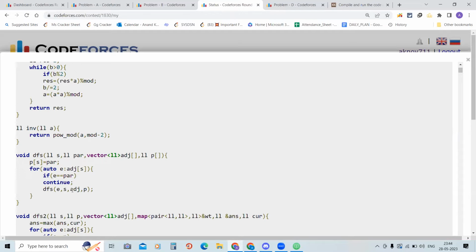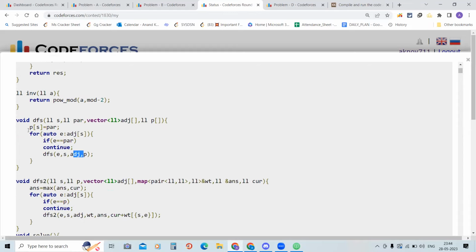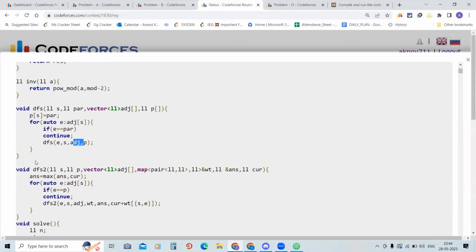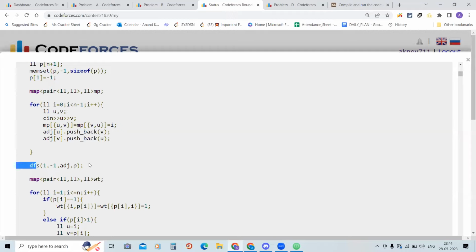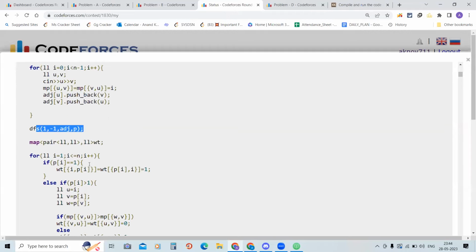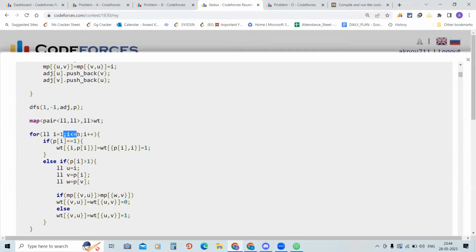The parent will be now S, and the other parameters will remain as it is. So I hope this DFS is clear. This is basically for finding the parent of each node, right? Now, once this DFS is done, we have the parent of all the nodes.